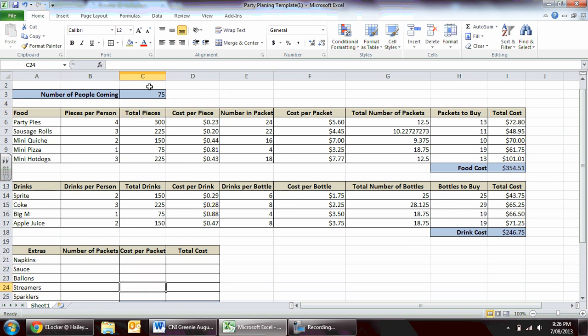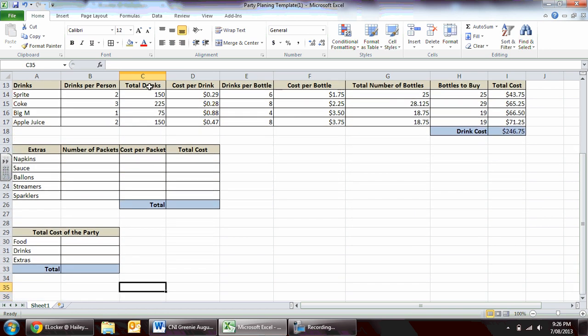Alright. So, next. You know what? These aren't really reliant on how many people are coming. We're going to say you need 10 packets of napkins, 6 bottles of sauce, 30 packets of balloons, 10 packets of streamers, and 25 packets of sparklers. Napkins are 99 cents. Sauce is $2.65. Balloons are $1.35. Streamers are $2.10. And sparklers are $1.75.